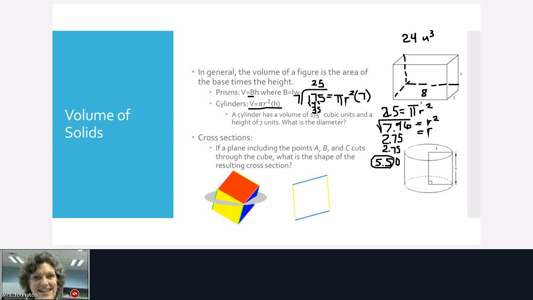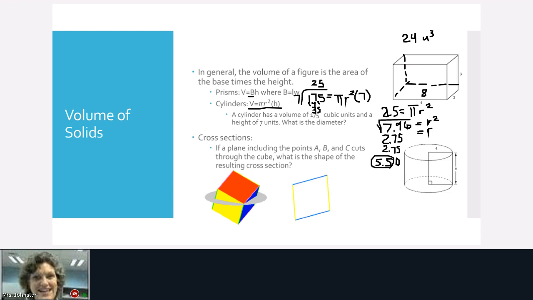If additional measurements were given to you, you wouldn't have to go that route, but you should always be able to work backwards like that. Now, we talked a little bit about the cross-section of a sphere, but any three-dimensional shape can have a plane passing through it, and you should be able to imagine what that shape might look like.